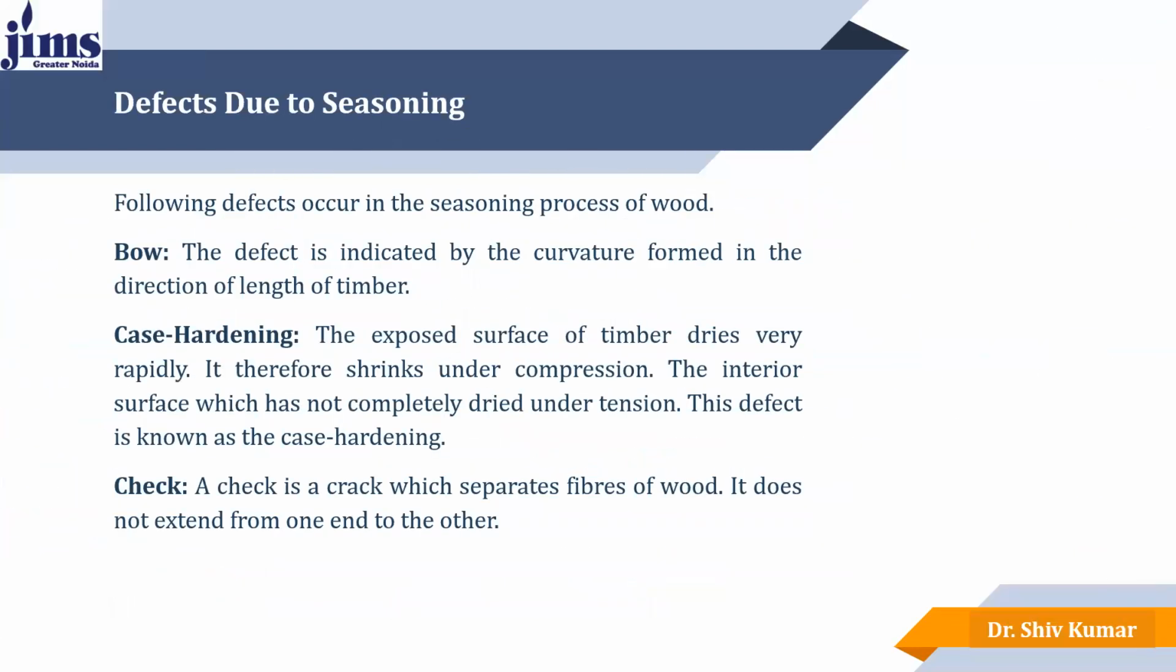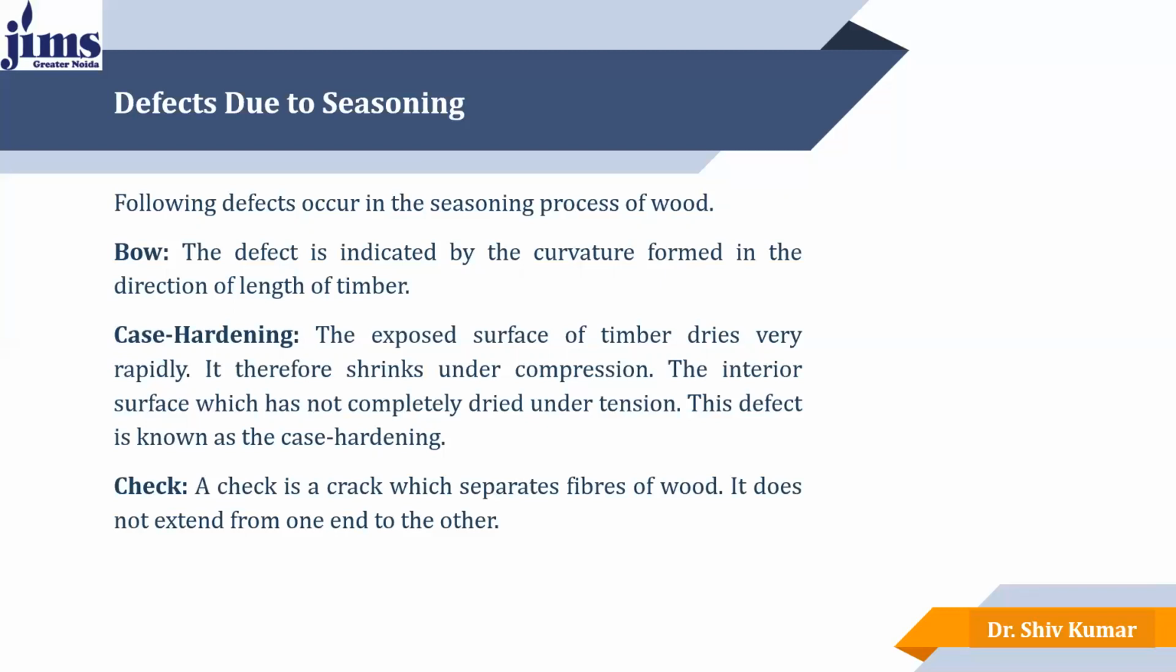Next is the defects due to seasoning. It is the man-made defect. When a defect is found longitudinally in the timber and acquires the shape of a bow or a curvature, it is known as the bow defect. Case hardening. The exposed surface of timber dries very rapidly and therefore shrinks under compression. The interior, which has not completely dried, is under tension. This defect is known as case hardening. It means the upper surface is hardened but the inner surface is not completely dried. That's why this kind of defect appears in the timber.